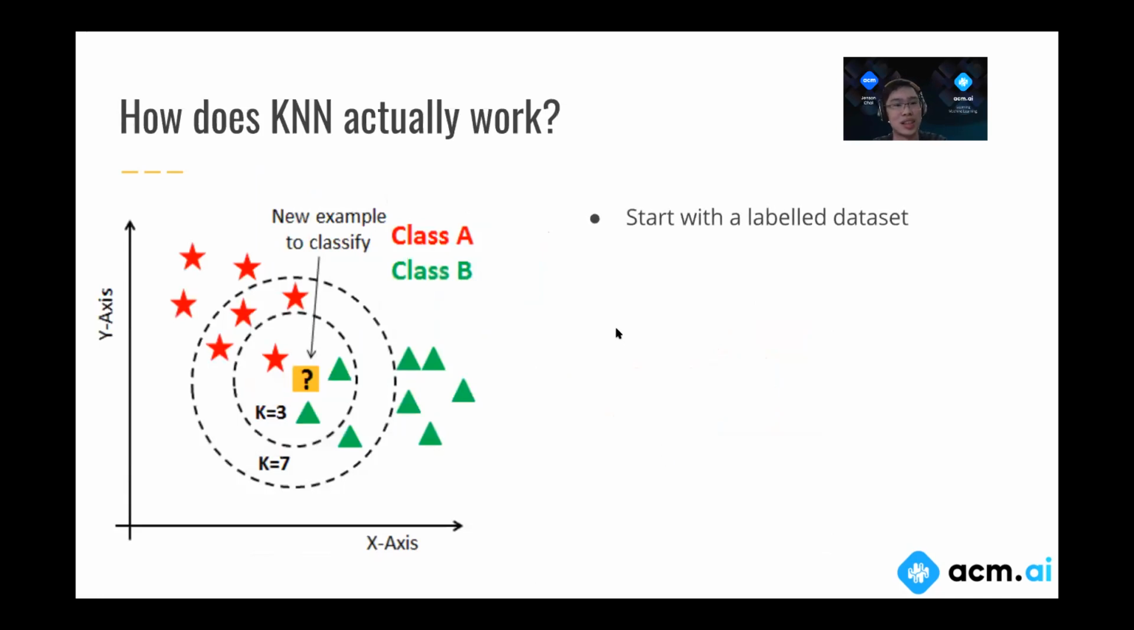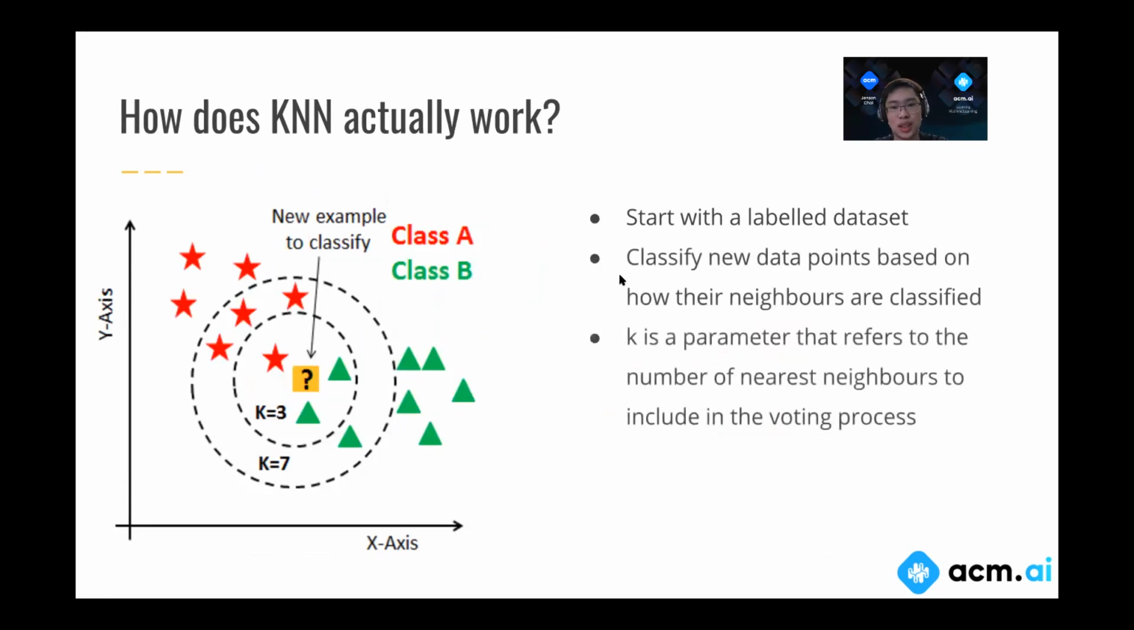All right, so we just went through an example of KNN. So how does it actually work? We start with a labeled data set, like for any supervised algorithm, and we classify new data points based on how their neighbors are classified. For example, if we're trying to classify this yellow question mark here, we're looking at how its neighbors are classified. If k equals 3, we're going to classify this as a green triangle.